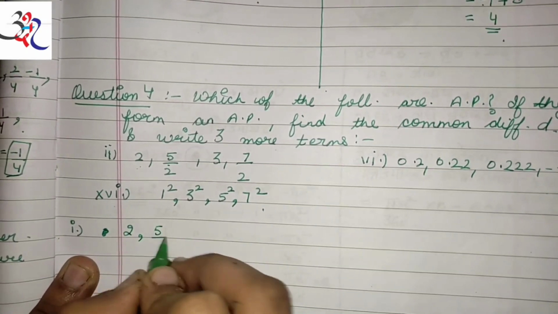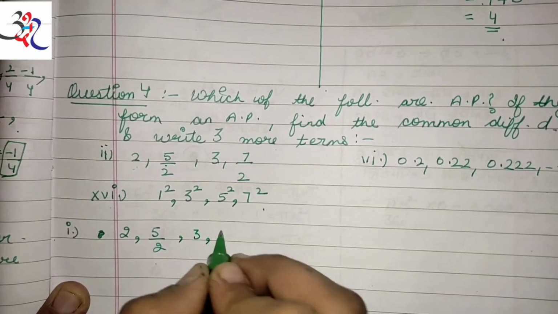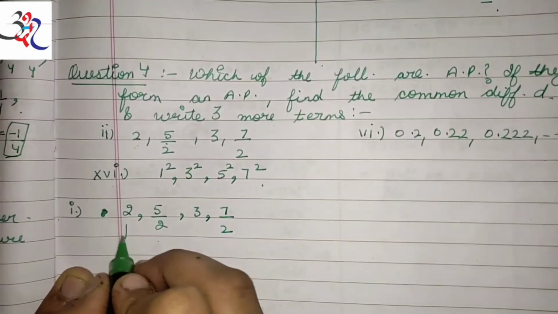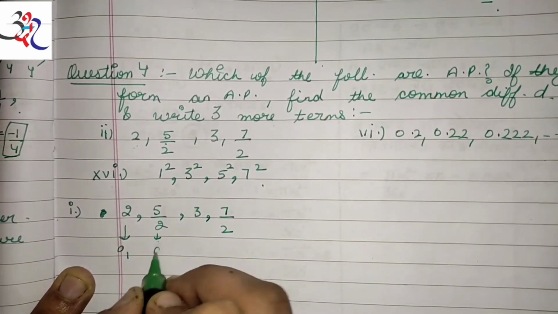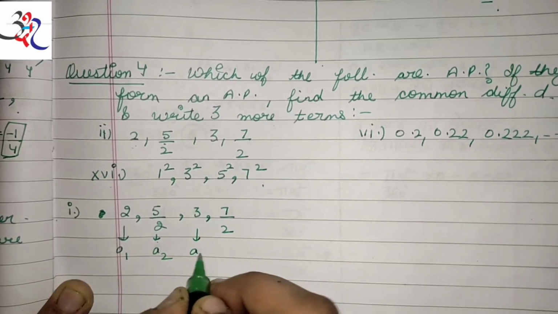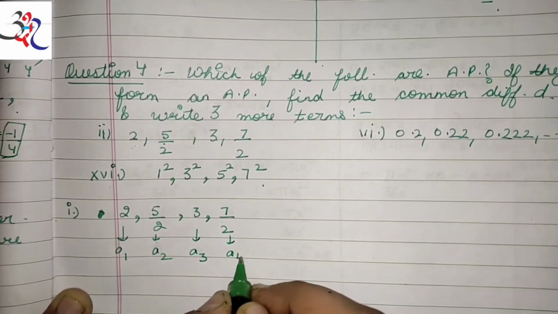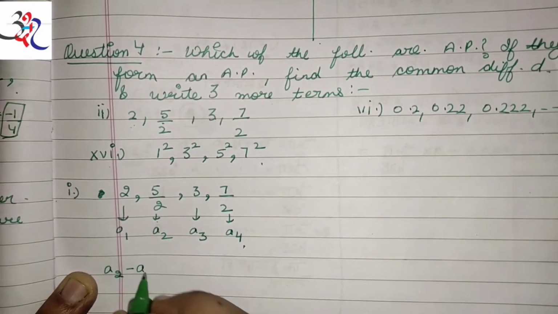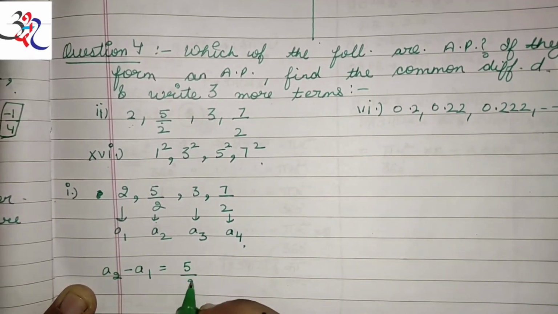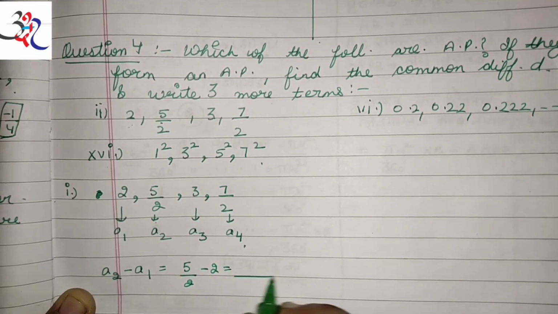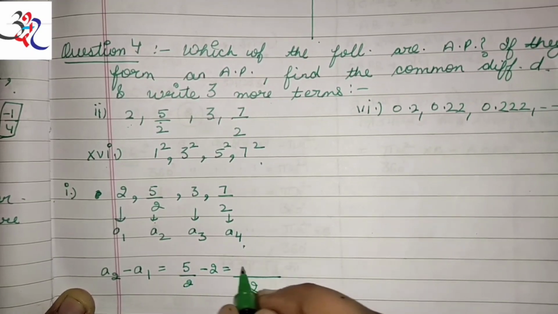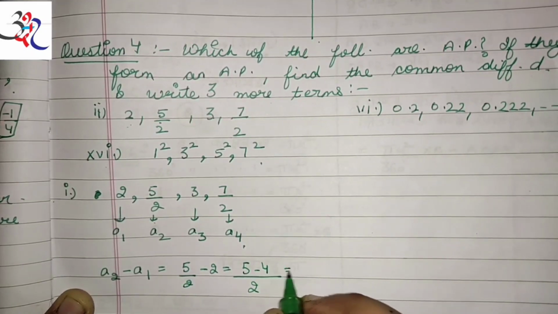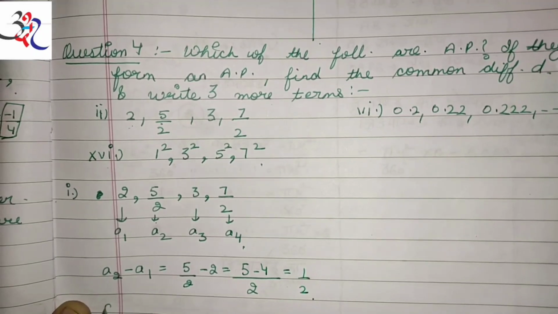How to find out whether this is an AP or not? Let's take the first part. I have told you in the example also. So this is my first term A1, this is my second term A2, this is my third term A3, and this is my fourth term A4. So let's find out the difference between them. A2 minus A1, 5 by 2 minus 2. It will give you 2 as LCM. 5 minus 4, it will give you 1 by 2.